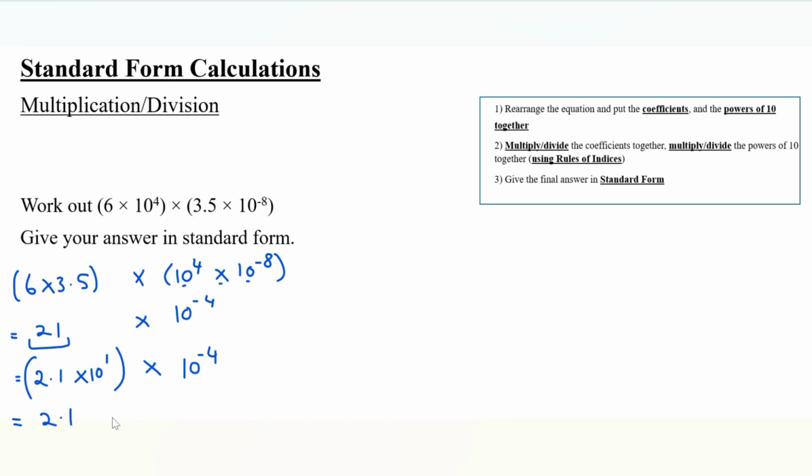This coefficient will stay the same. Now 10 to the power of 1 multiplied by 10 to the power of minus 4, same base multiplying. We will add the powers together. So 1 minus 4 gives us 10 to the power of minus 3.